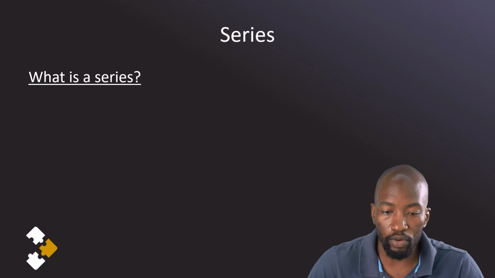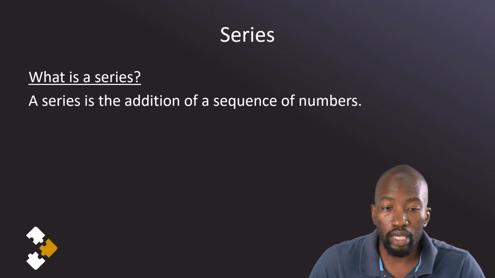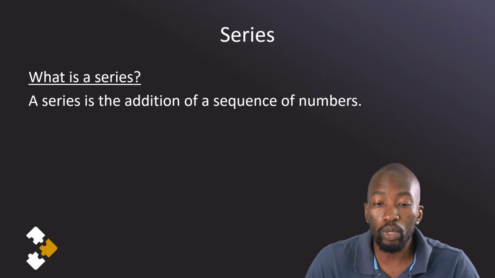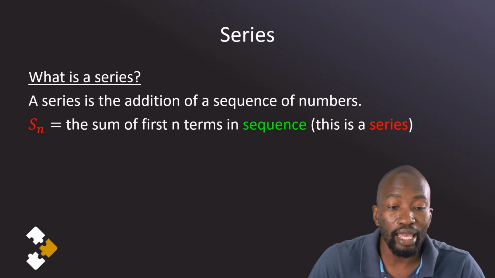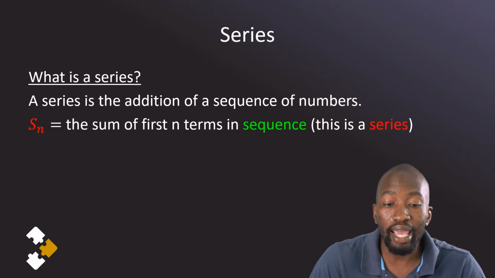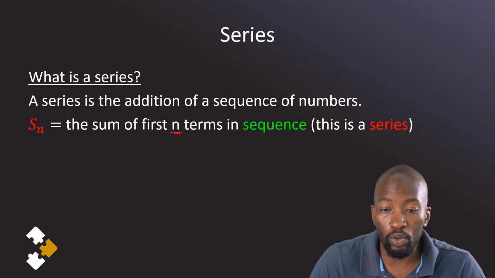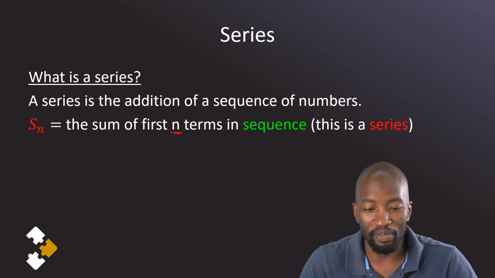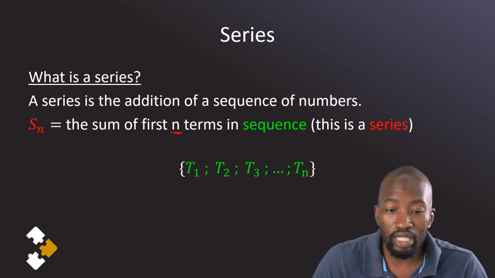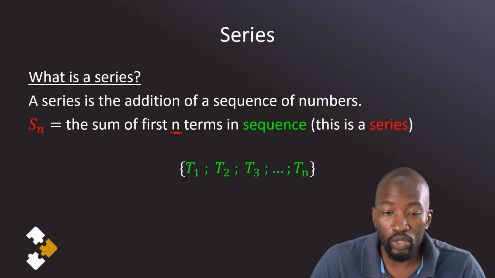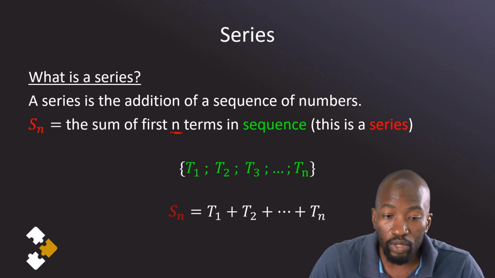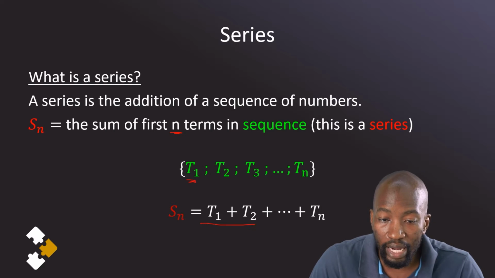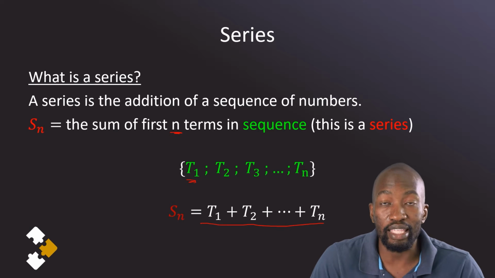What is a series? So a series is the addition of a sequence of numbers. So a series is given by Sn. This just means this is equal to the sum of the first n terms in the sequence. This is a series. Now, suppose we have T1, T2, T3 going all the way to Tn. If we add those terms together, this will give us Sn.